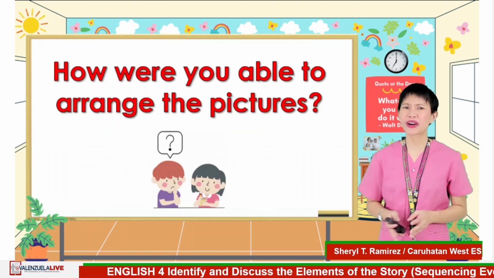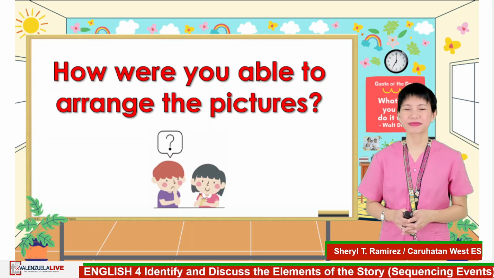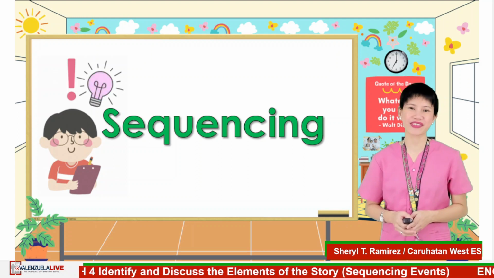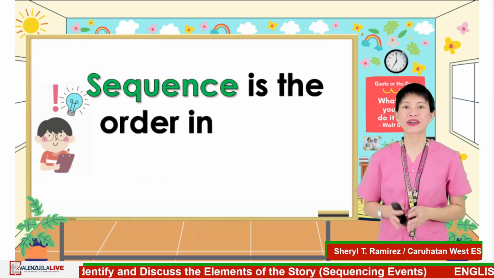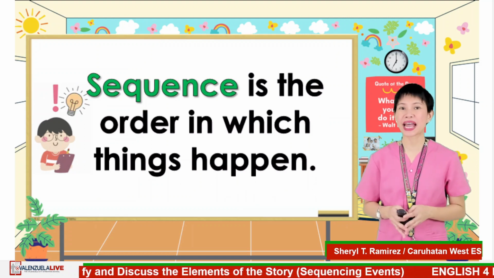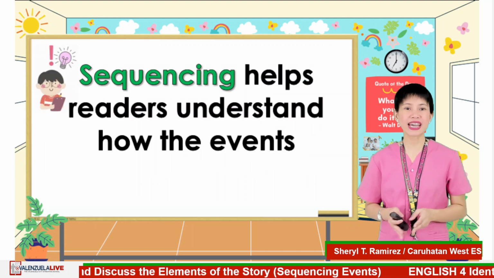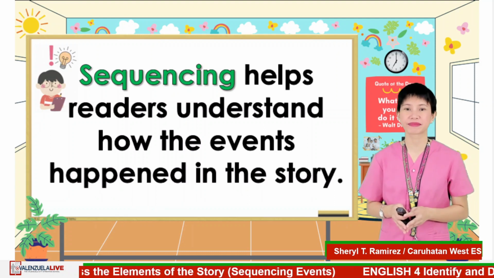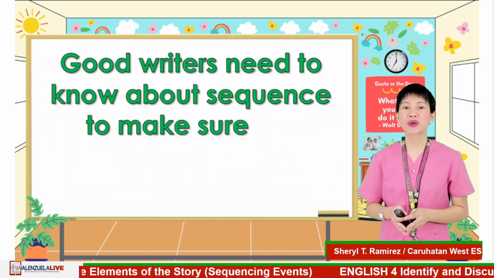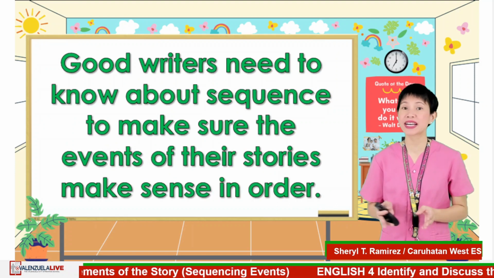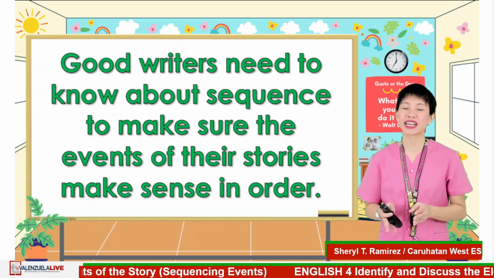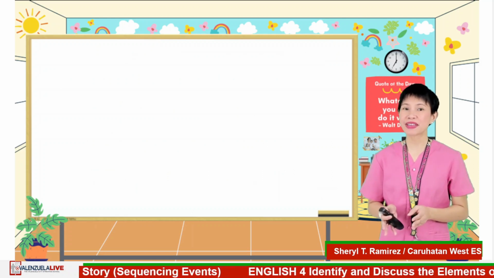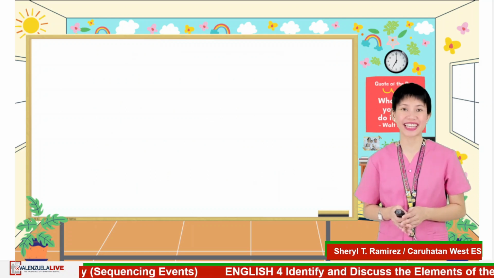How were you able to arrange the pictures? Yes, you are right. We use sequencing to arrange the pictures. Sequence is the correct order in which things happen. Sequencing helps readers understand how the events happened in the story. Moreover, good writers need to know about sequence because they need to make sure the events of their stories make sense in order. Please allow me to share my morning routine every day.